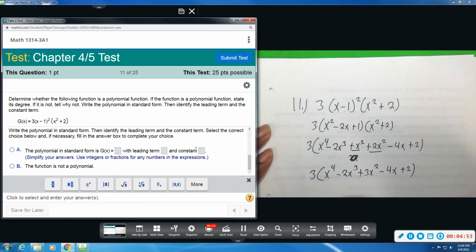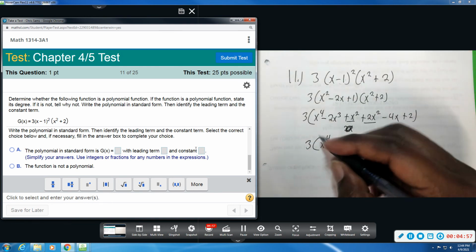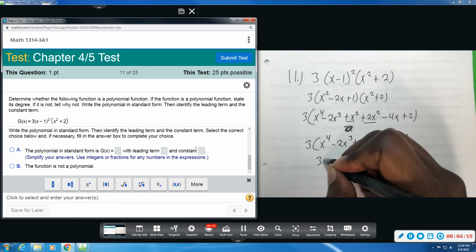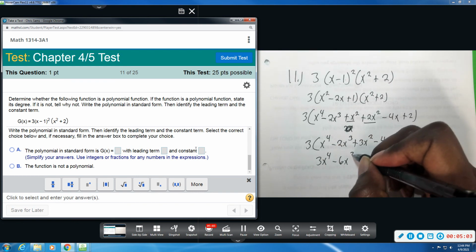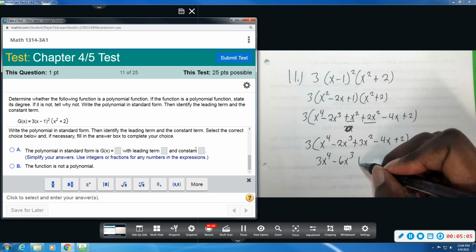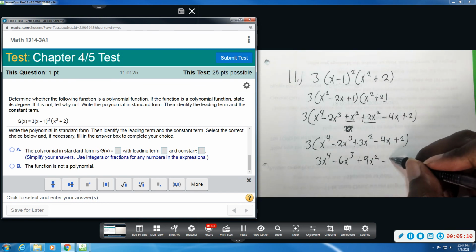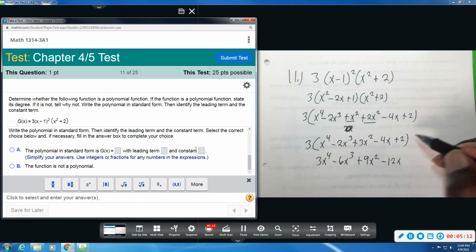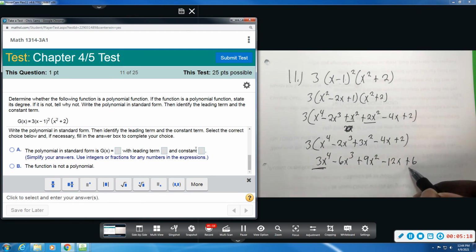And then lastly, we're going to distribute the 3 through. So this will give us 3x to the 4th minus 6x cubed plus 9x squared minus 12x and then plus 6. So our leading term and then our constant term we can see now.